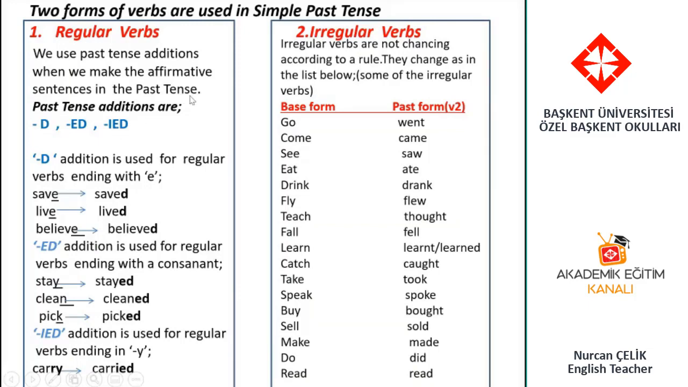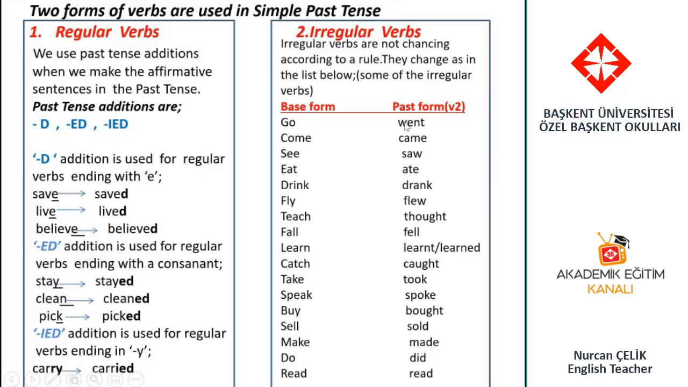They become past tense. But irregular verbs don't have a rule. Irregular verbs are not changing according to a rule. They change as in the list below. We have some of the irregular verbs here. The base form means there is no addition. But when we use it in past form, in short, verb to, go changes as went. There is no rule for this.